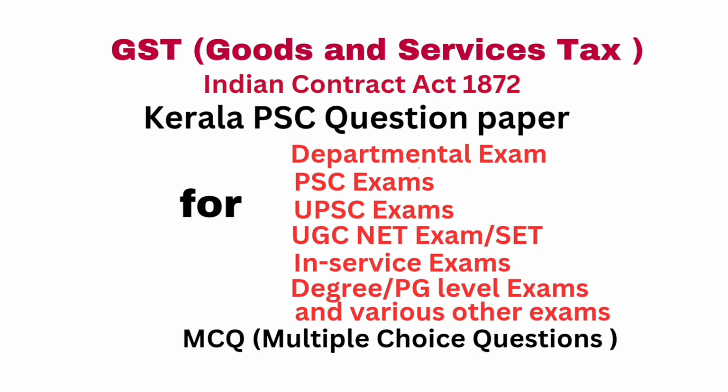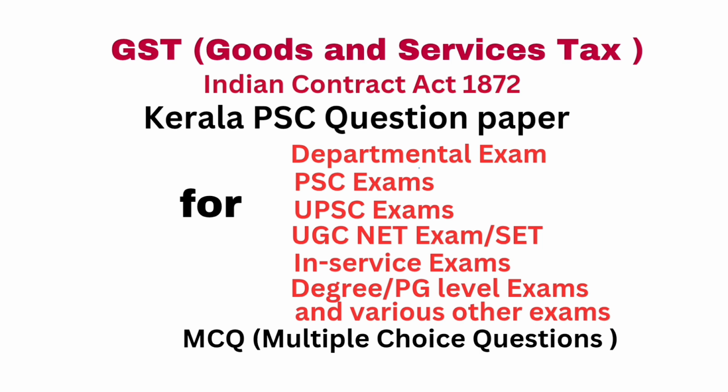Question number 19. Time of supply of goods shall be, option A, the date of issue of invoice by the supplier. Option B, the date on which the supplier receives the payment. Option C, earlier of 1 or 2. Option D, none of the above.